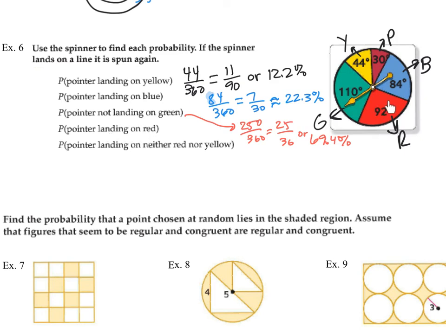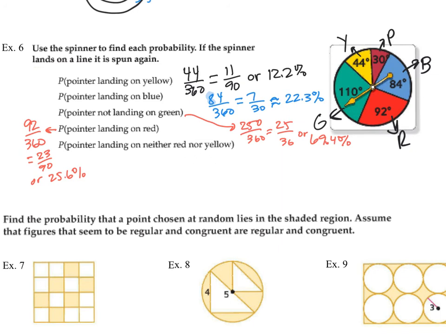All right. And then the next one, what is the probability that the pointer lands on red? Well, red is 92 degrees out of 360 degrees. Sorry, I should have spread out these examples a little bit more. So let's go ahead and put this answer over here. That would be 92 out of 360, which reduces to 23 out of 90, or if you want to write that as a percent, it would be 25.6%.